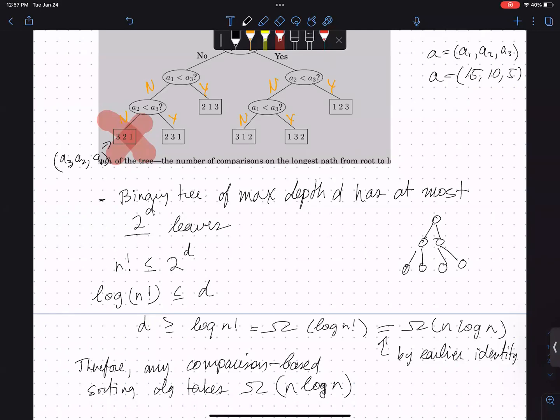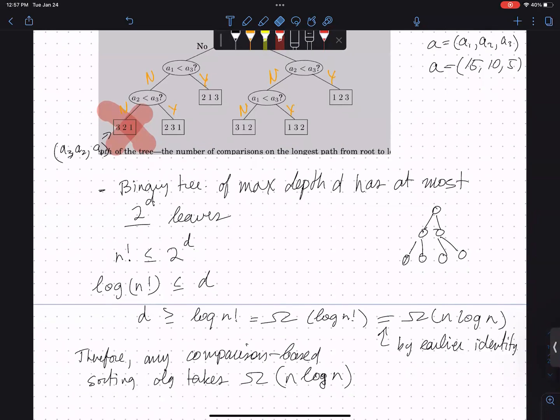And remember merge sort? We proved that it's O of n log n, big O. This is now a matching lower bound, not just for merge sort, but for any comparison-based sorting algorithm. So merge sort is optimal in that category of algorithms. Any questions about this proof?